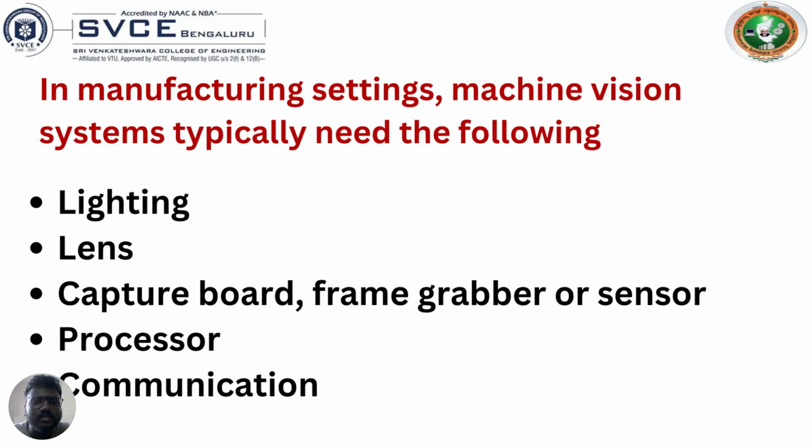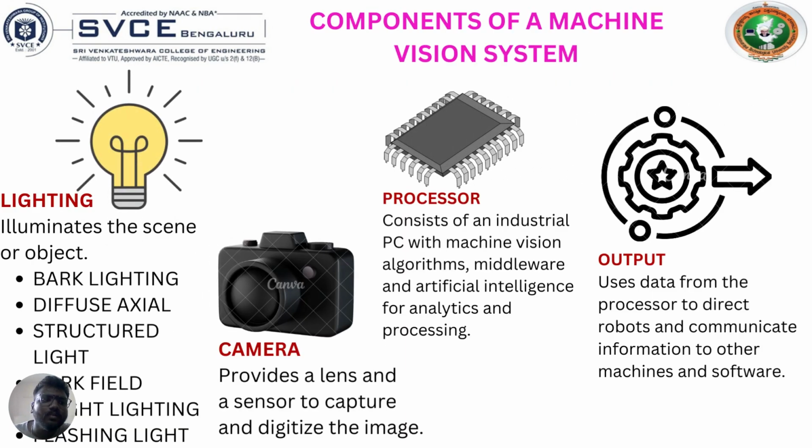In manufacturing settings, a machine vision system typically needs the following: lights, lens, capture board, frame grabber or a sensor, a processor, and communication. The components of a machine vision system are: light illuminates the scene or object. There are different types of lighting: dark light, diffuse axial light, structured light, dark field light, bright light, and flashing light.